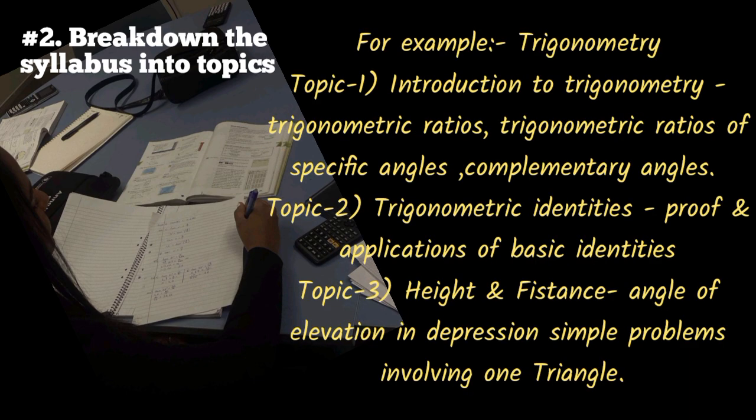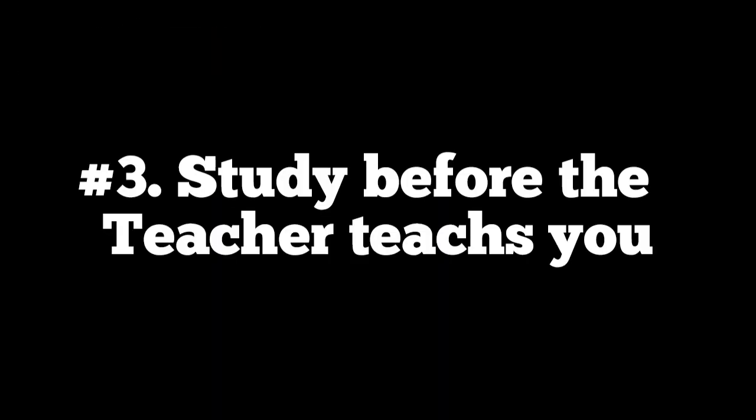For example, if you are studying the chapter trigonometry, then it is divided into 3 topics. Topic number 1, Introduction to Trigonometry, which is subdivided into topics like trigonometric ratios of specific angles, complementary angles. Topic number 2, Trigonometric identities, in which subtopics are included as proof and application of basic identities. And topic number 3 is height and distance, which includes subtopics as angle of elevation and depression, simple problems involving one triangle.